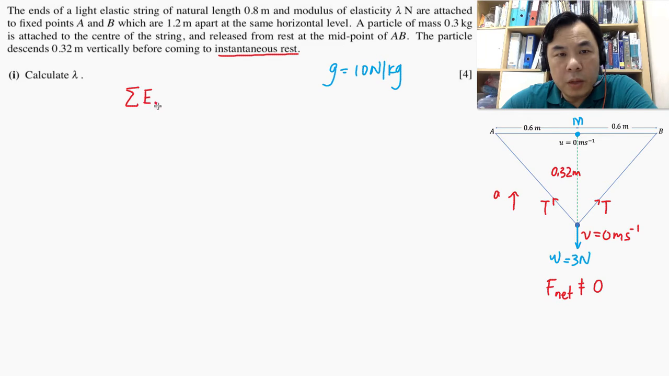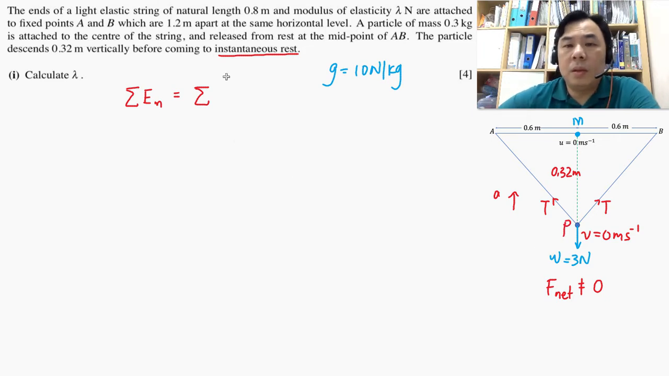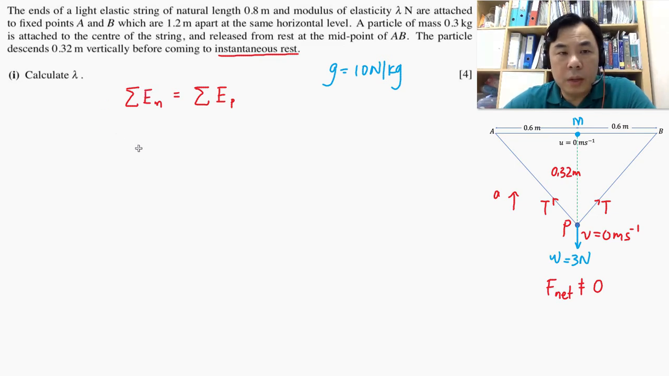So the sum of the energy at this point M, at the initial position before it was released, must be the same as the sum of energy when it reached this position at 0.32 meters vertically downward. Right? So let me label this as position P. Now that must be the same as the sum of energy at position P. Now, at position M, we only have elastic potential energy because the kinetic energy was zero.